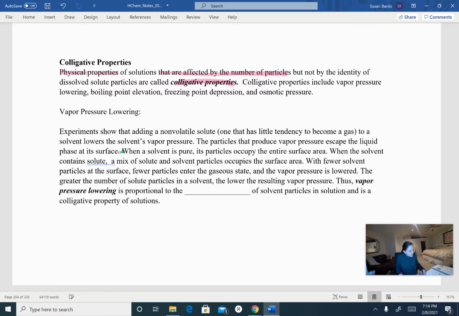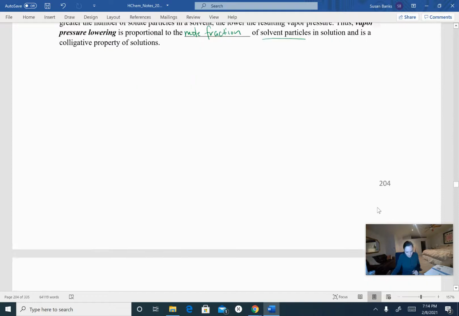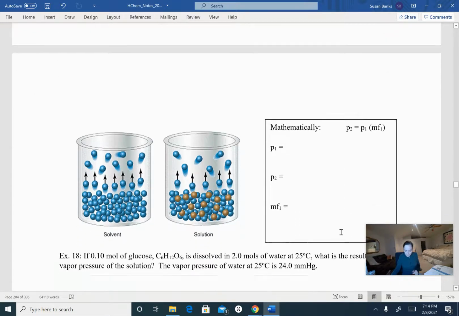Okay? Thus, the vapor pressure lowering is proportional to the mole fraction of solvent particles in a solution, and it is a colligative property. So normally when we do a mole fraction, we do mole fraction with solute over total moles, but for vapor pressure, we're looking at solvent over total moles. So it's a little bit different than normal. Okay, so here we go. Here is our mathematical formula.